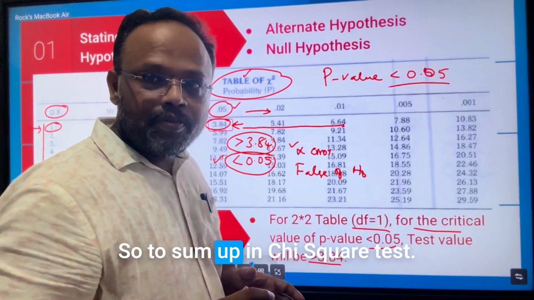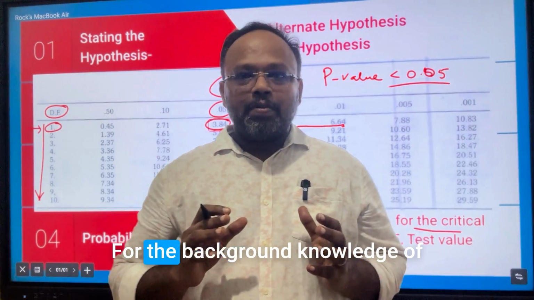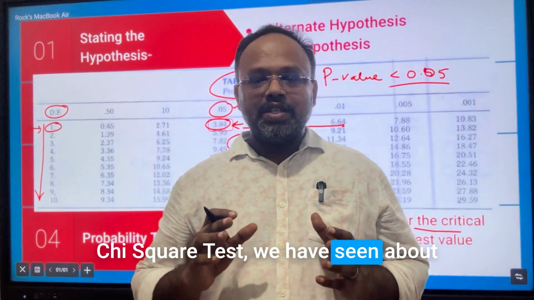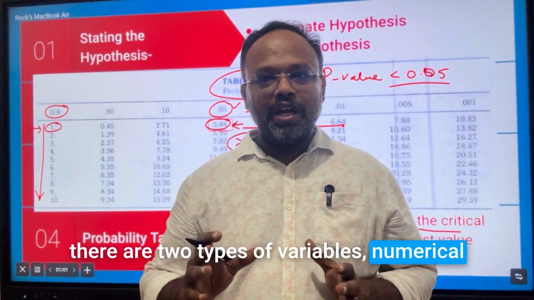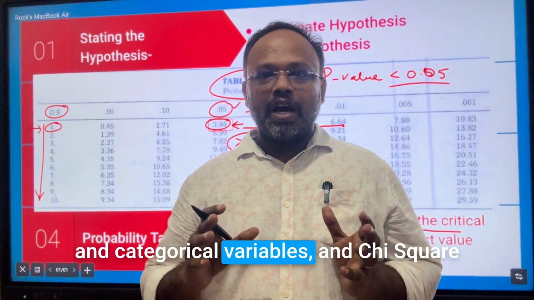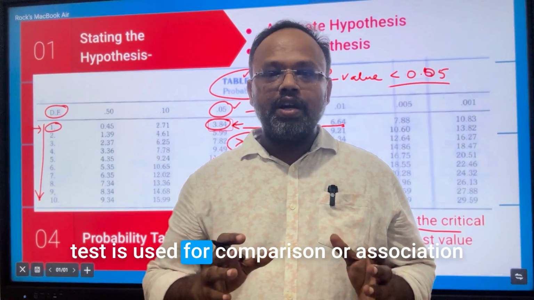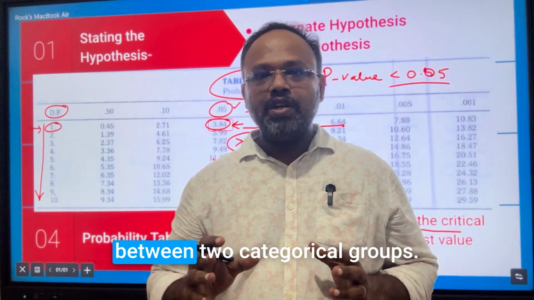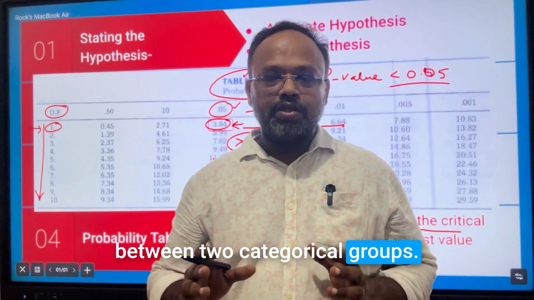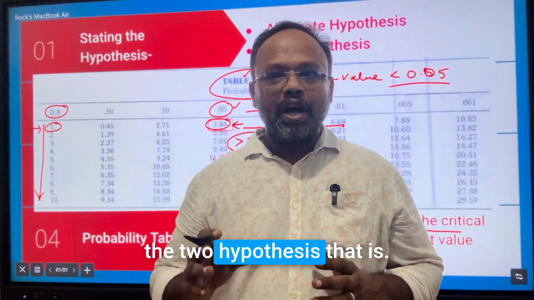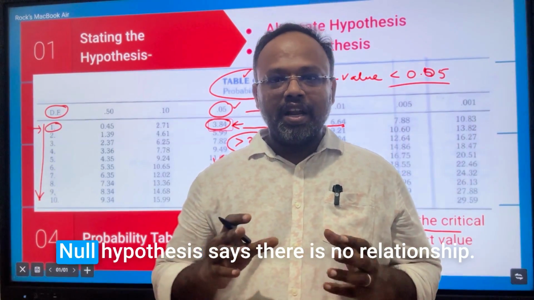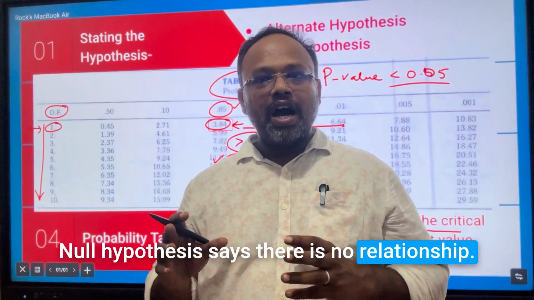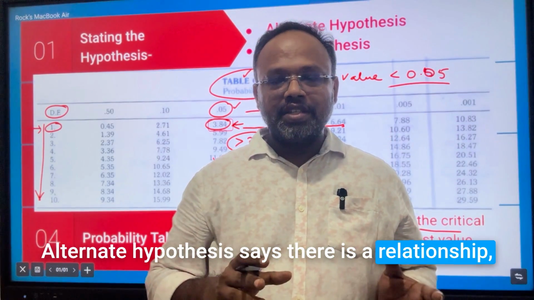So to sum up, in chi-square test, for the background knowledge of chi-square test, we have seen about what are the types of variables. There are two types of variables, numerical and categorical variables. And chi-square test is used for comparison or association between two categorical groups. Then we have seen about the two hypotheses, that is alternate hypothesis and null hypothesis. Null hypothesis says there is no relationship. Alternate hypothesis says there is a relationship.